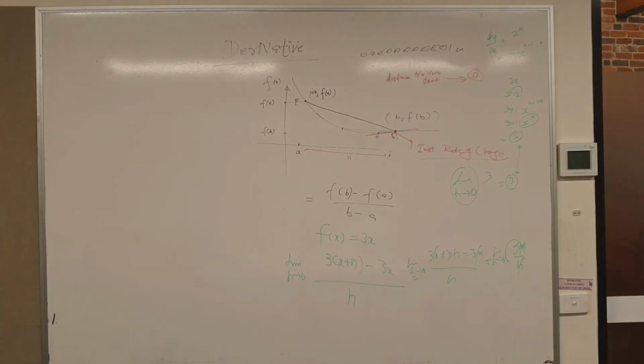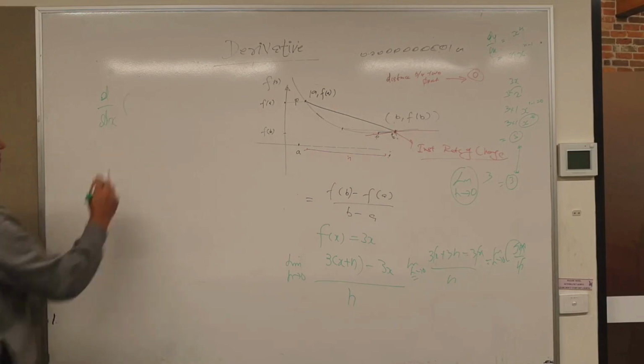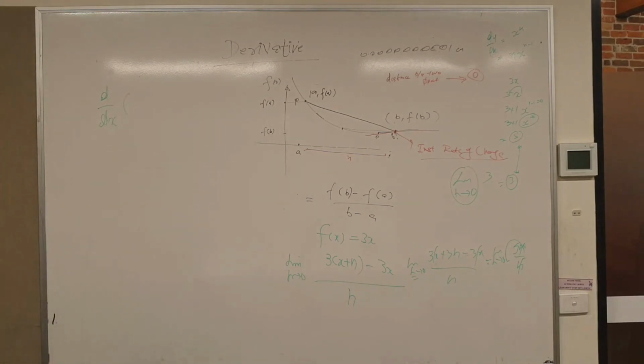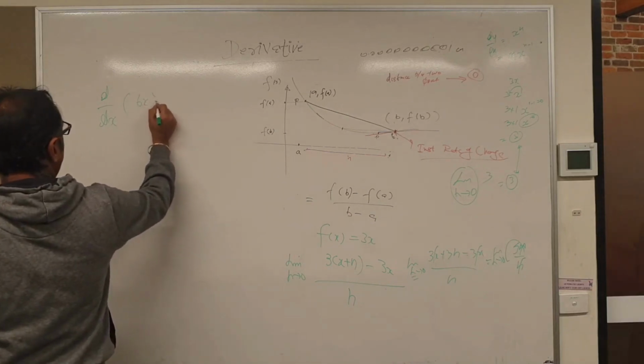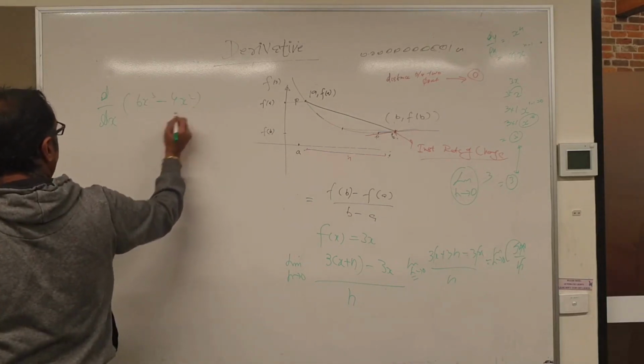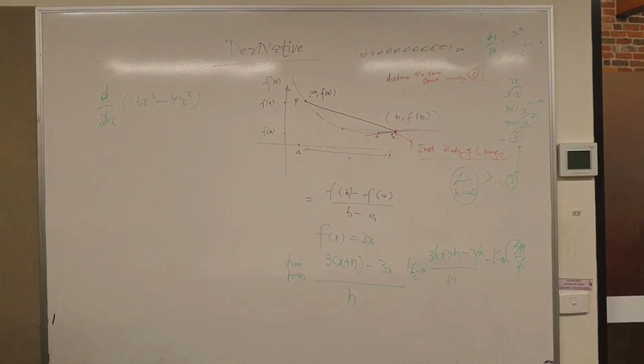So I'll say d by dx of, let's say I'll pick something which I can easily do, 6x cubed minus 4x squared. 6x cubed minus 4x squared. Quick. This is a square. Go for it.